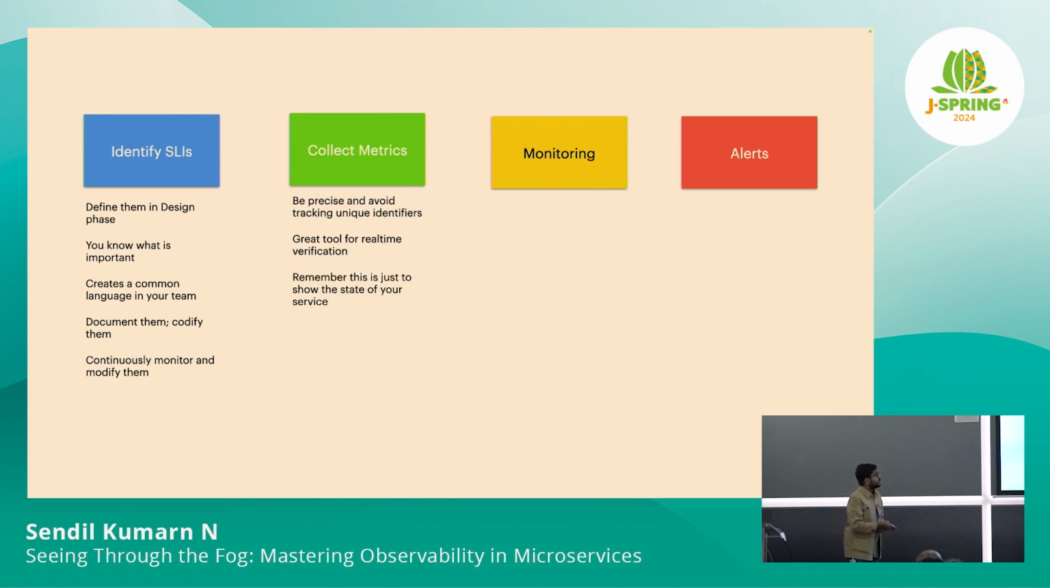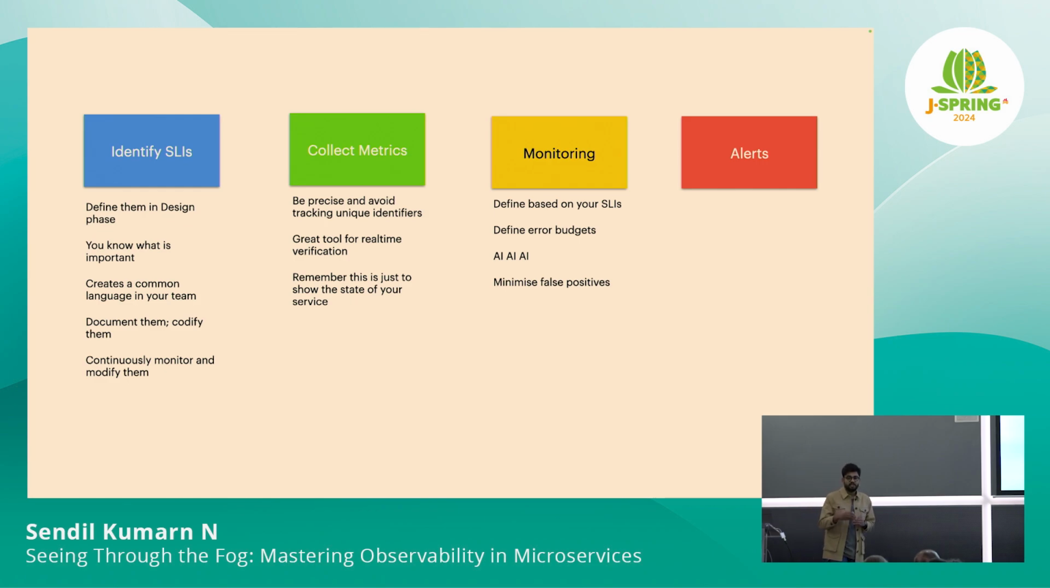Collecting metrics: it's very important to collect precise metrics and avoid tracking unique identifiers. Metrics are a great tool for understanding what is happening in your system. These metrics are just showing the status of your services and things like that, right? Monitoring is defined based on your SLIs. Your SLIs always form the basis.